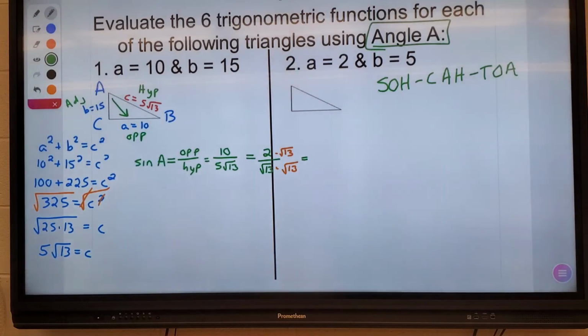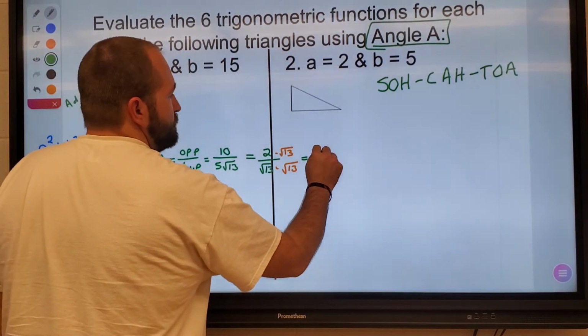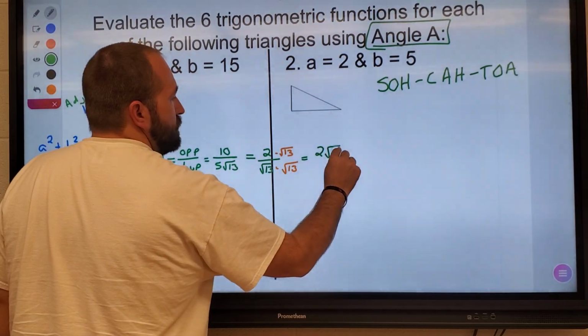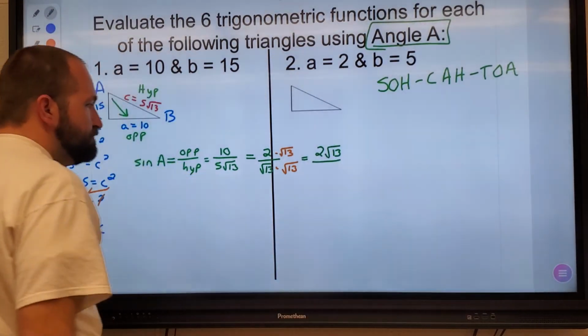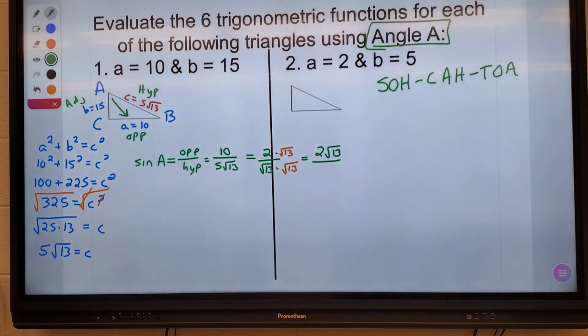Okay, and the way this works here on the top, square root of 13, think about like a variable. If this was 2 times x, you would just have 2x. I cannot take that 2 and work it underneath the square root. So this just becomes 2 square root of 13. And the denominator, the way this works is square root of 13 times the square root of 13 becomes the square root of 13 squared. And squares and square roots will cancel, which gives me just 13.